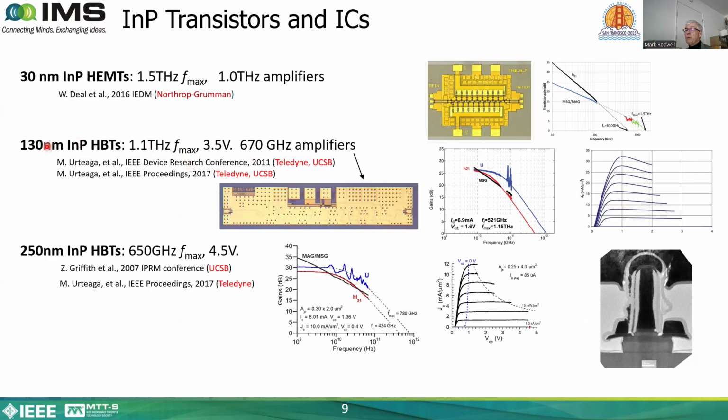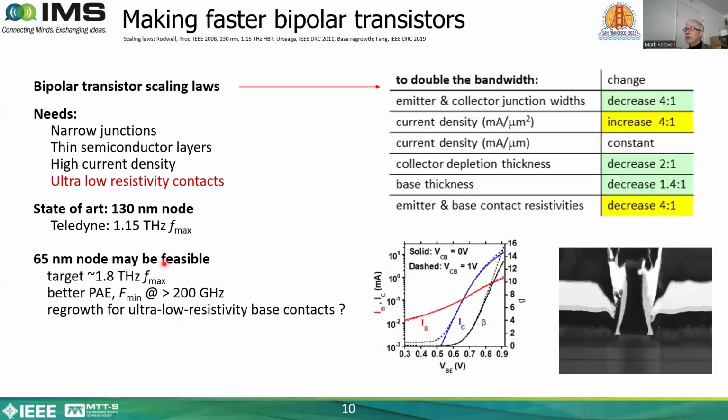If we drop down from the 130 nanometer node to the less expensive 250 nanometer node, the power gain cutoff frequencies drop, but you get a bit more breakdown voltage. This turns out to be an excellent technology for power amplifiers between about 100 to 200 gigahertz. What would we need to do if we wanted to build still higher frequency systems with excellent performance?